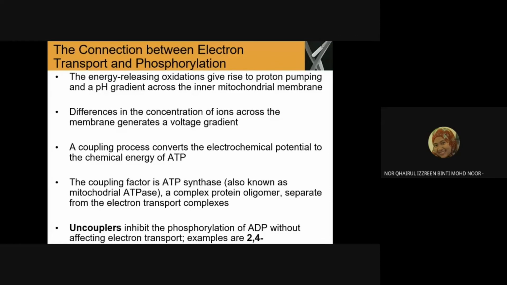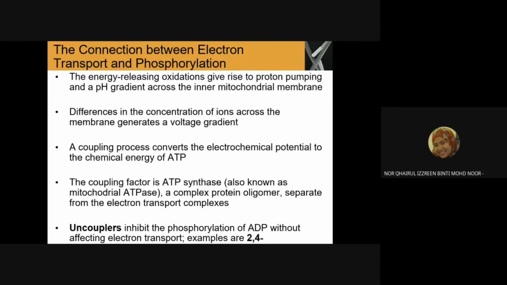So what is the connection between electron transport and phosphorylation? It gives rise to proton pumping and a pH gradient across the inner mitochondrial membrane. There is a difference of concentration in ions that creates a voltage gradient, meaning there is an electrochemical potential. This electrochemical potential gives the chemical energy to form ATP molecules. So the coupling factor is ATP synthase, also known as mitochondrial ATPase.